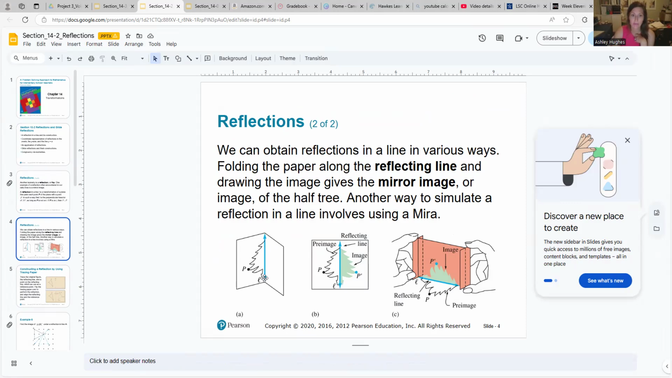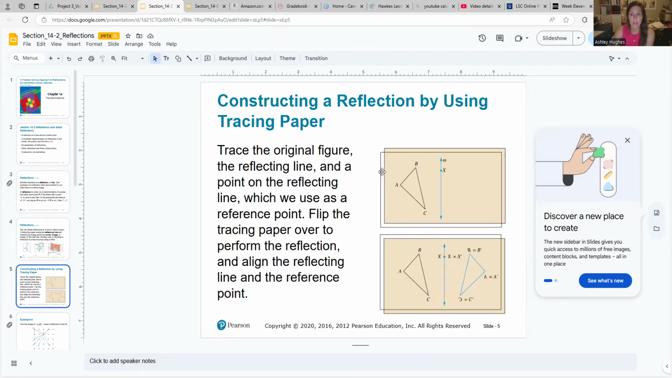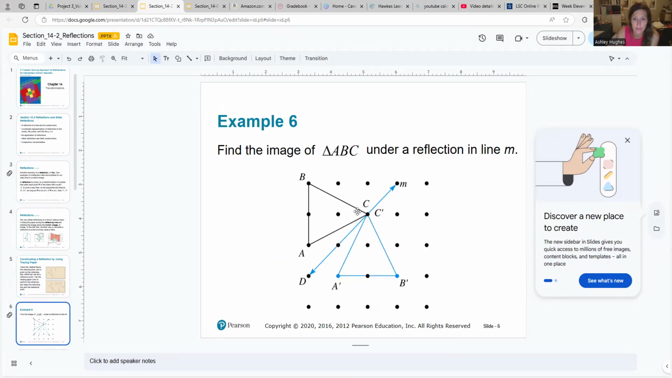So here is an example. We have a tree. We reflected it across a vertical line. And so then we see that other image on the other side. You can also use this as a device that helps you reflect images like that. This is just showing you another example. If I had tracing paper, you could fold over a line and then trace it onto the other side. That would be a reflection.